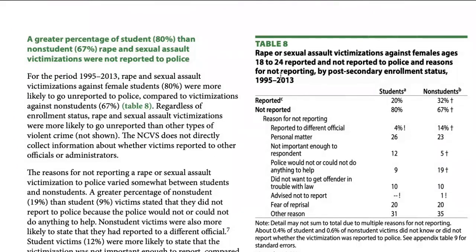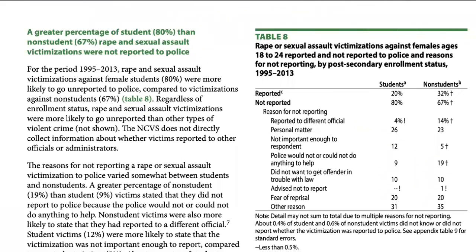Now, in my previous brief, I included this table. This table was insightful and topical to my research, as it showed the rates of students and non-students who reported and did not report sexual assault victimizations. And it even breaks it down further to reasons for not reporting, including reporting to a different official, it was a personal matter, it was not important enough, the police couldn't do anything, fear of reprisal, and they didn't want to get the offender in trouble with the law. So this breaks it down for you.